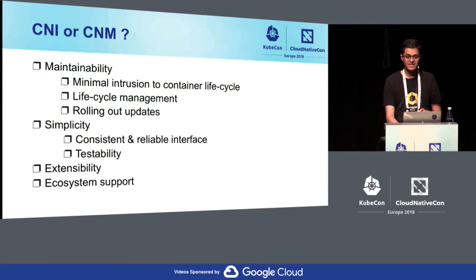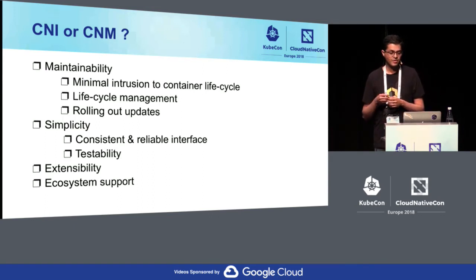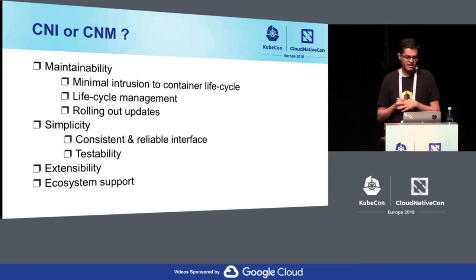So let's look at some of the design constraints or design decisions that we had to make. The very first one was, should we do CNI or should we do CNM? So CNM, if you're not aware, was still a thing 2 years ago. This is Docker's networking model.